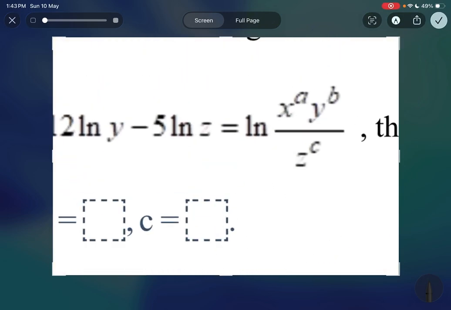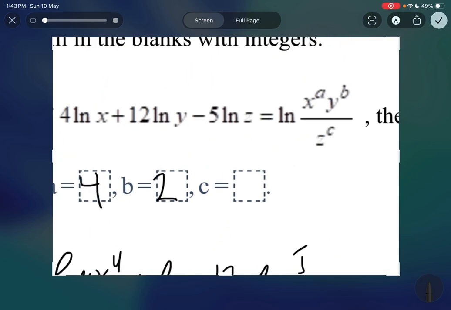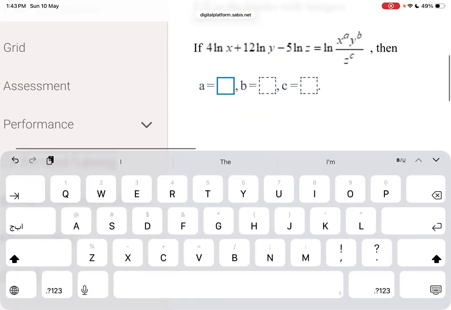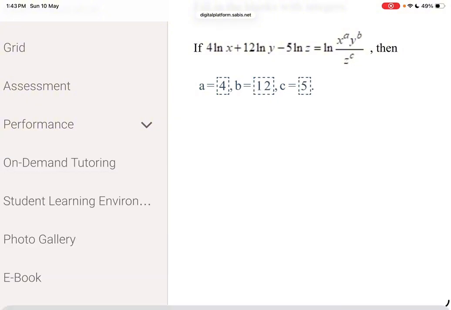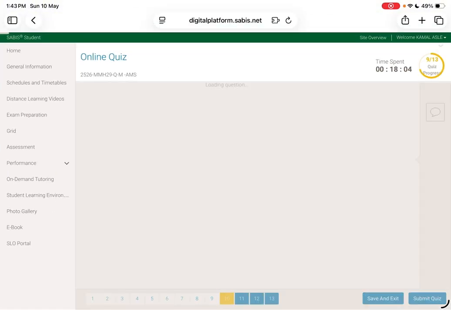So it will be now 4, 12, and 5. 4, 12, and 5 for your final answers. Alright, question number 10.